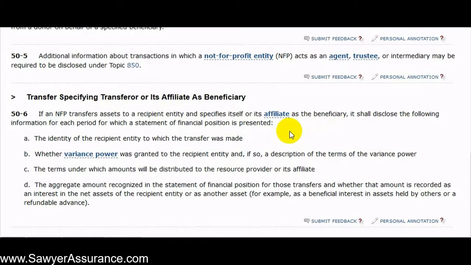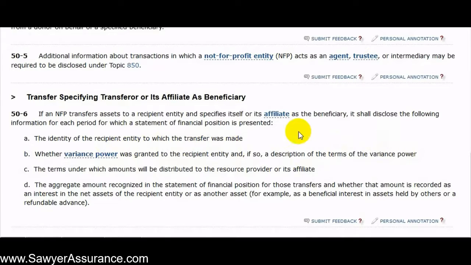Anyway, we did a couple videos back that describes the characteristics of an equity transaction, and you might go back to that video to understand more details about it. But what we need to disclose when we have an equity transaction like that is these four things. First we have to identify the recipient entity to which the transfer was made. So in our footnotes, or I guess in a line item on the financial statements, it could be something to the effect of transfer to XYZ organization. But we have to specifically name that entity that we sent the assets to. We also have to say whether there is variance power granted to the recipient entity, and if so, a description of the terms of the variance power.